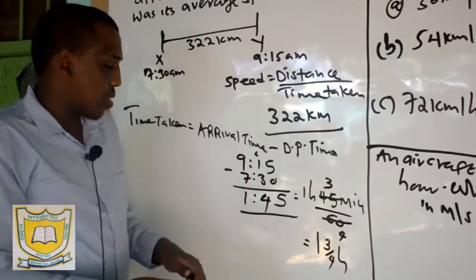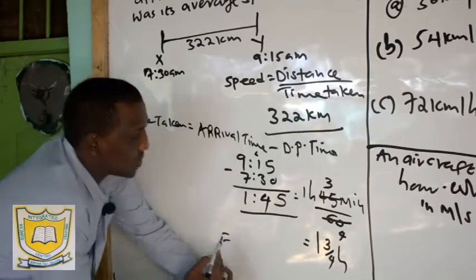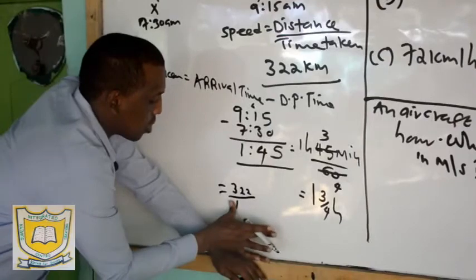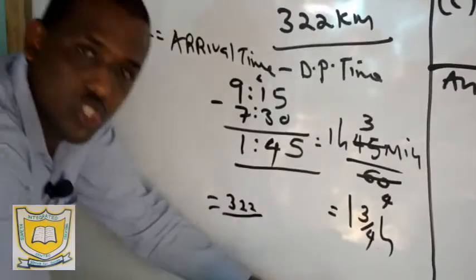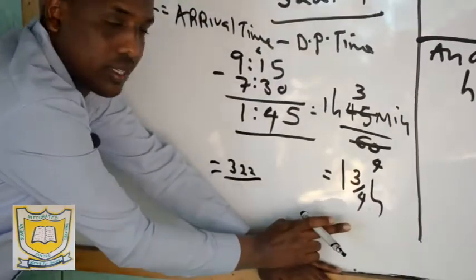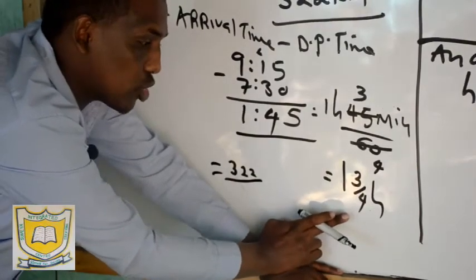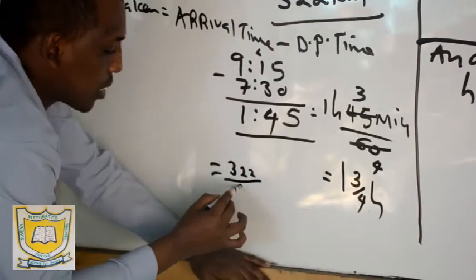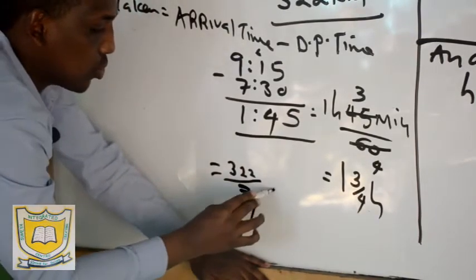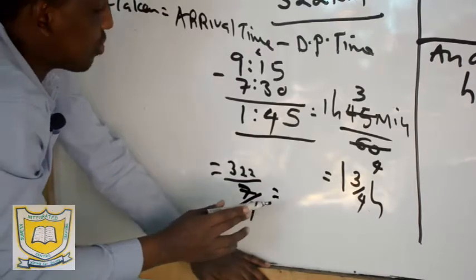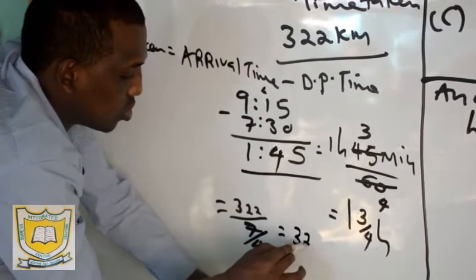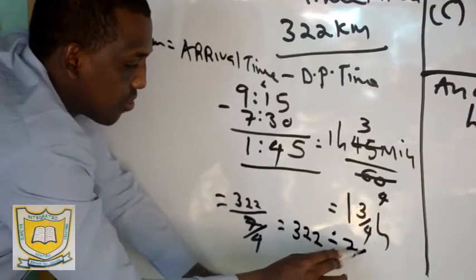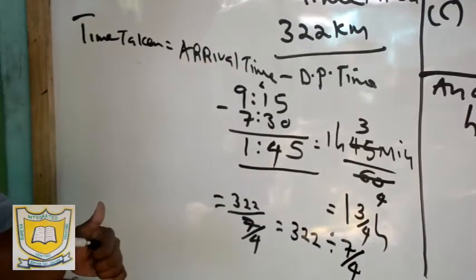Now let us divide. When we want to divide, we say 322 over 1 whole number 3/4. We change this one into an improper fraction because it's a mixed fraction. That is 4 times 1 is 4, plus 3 is 7. So it will become 7 over 4. Over means divide. We learned that before. So 322 divided by 7 over 4.